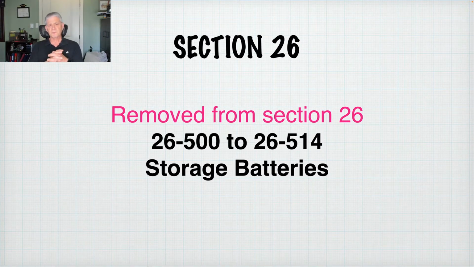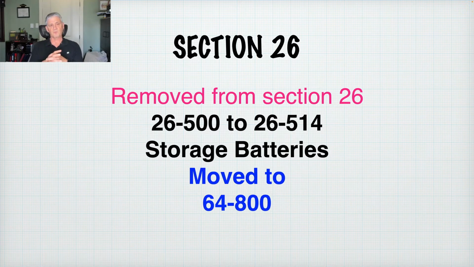Also removed from section 26 is storage batteries. So 26-500 to 514 has been removed, but it has not been removed from the code. It has been moved to section 64, renewable energies. So 64-800 now is storage batteries. And when we get into section 64, we will touch on that.